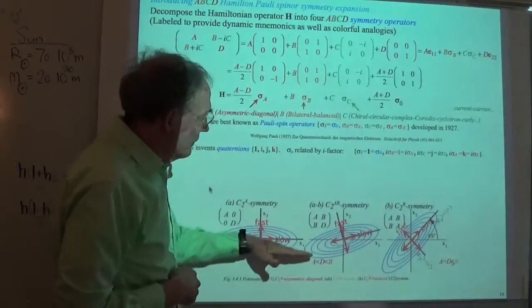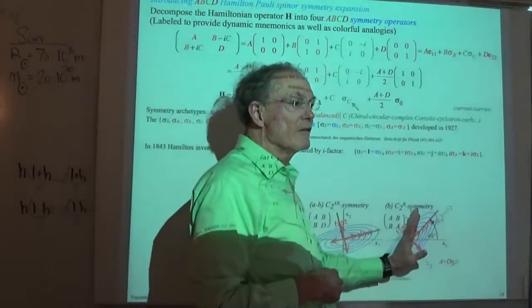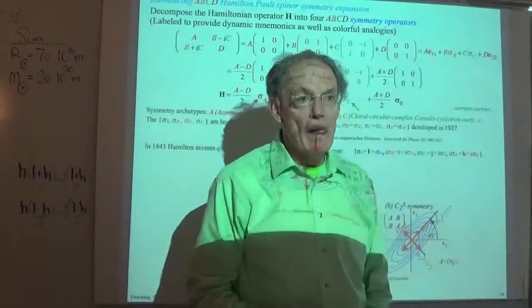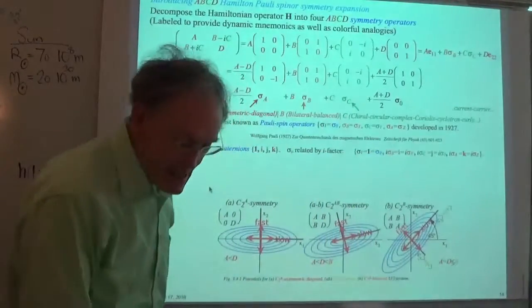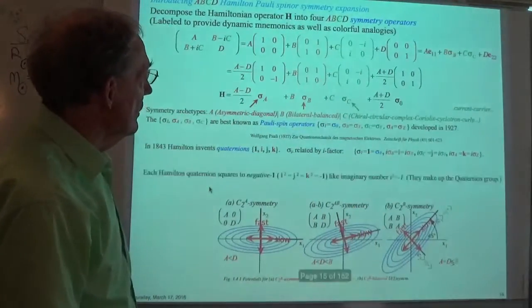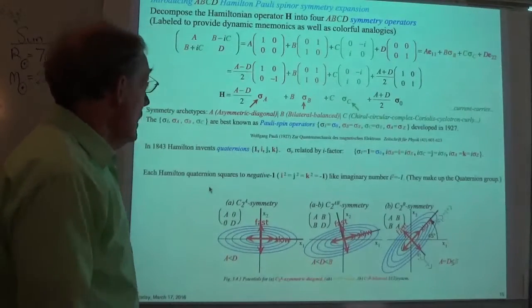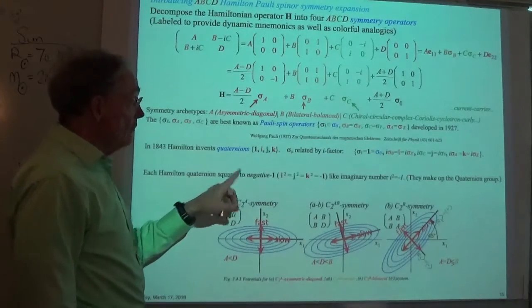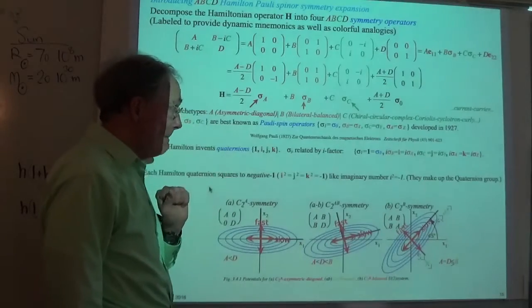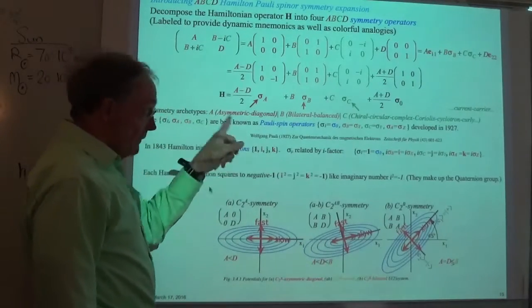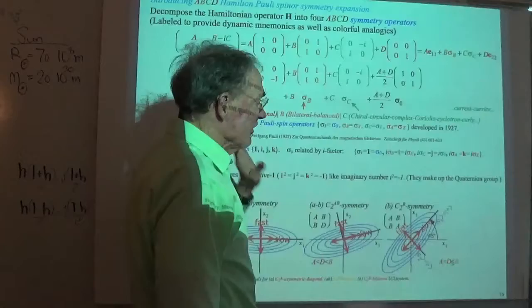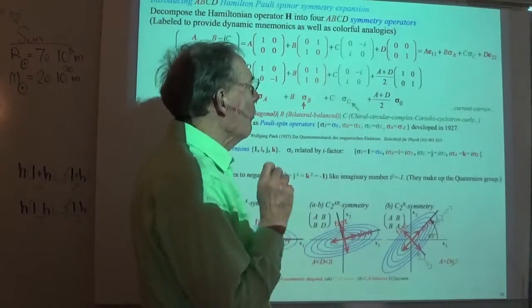And all it does is take your potential and rotate it. Okay? So, that's what we're going to try to understand today. Now, Hamilton quaternions square to -1. The Pauli guys decide they don't want anything squaring to -1, they want it to square to 1.